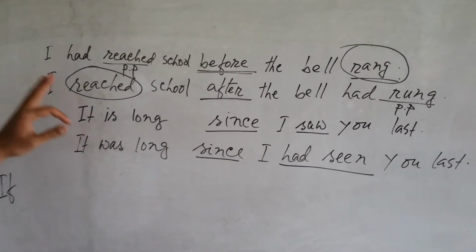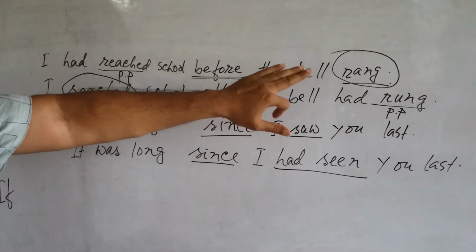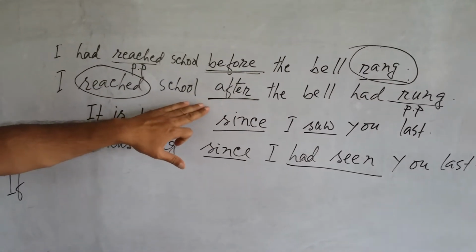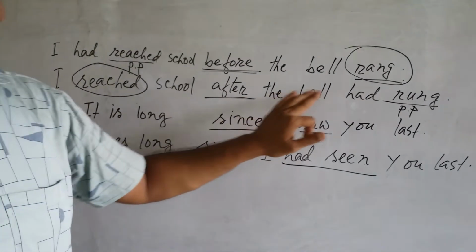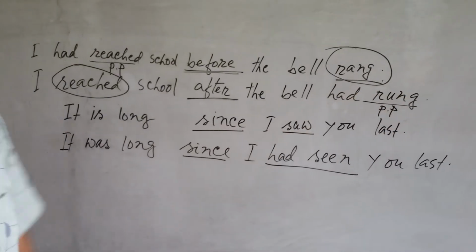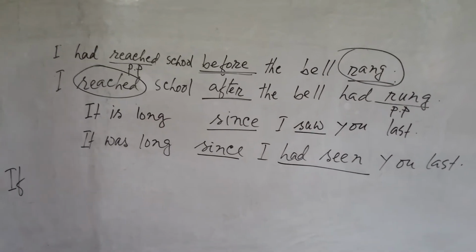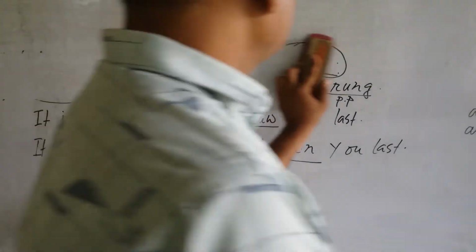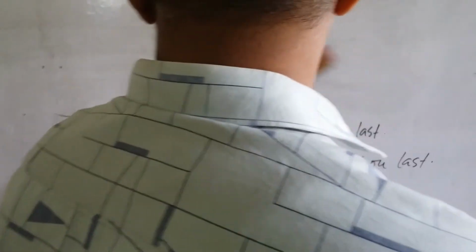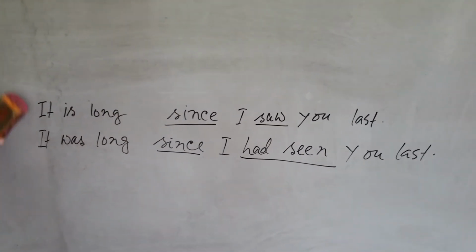So the sentences are: I had reached school before the bell rang. The next sentence is: I reached school after the bell had rung. This is the use of before and after, and also the form of the verb in a complex sentence where the conjunctions are before or after.